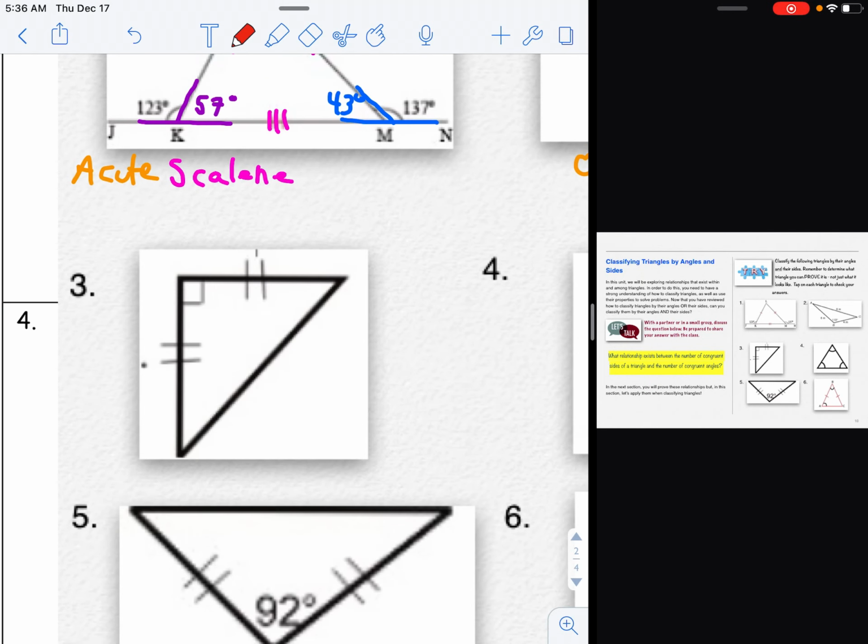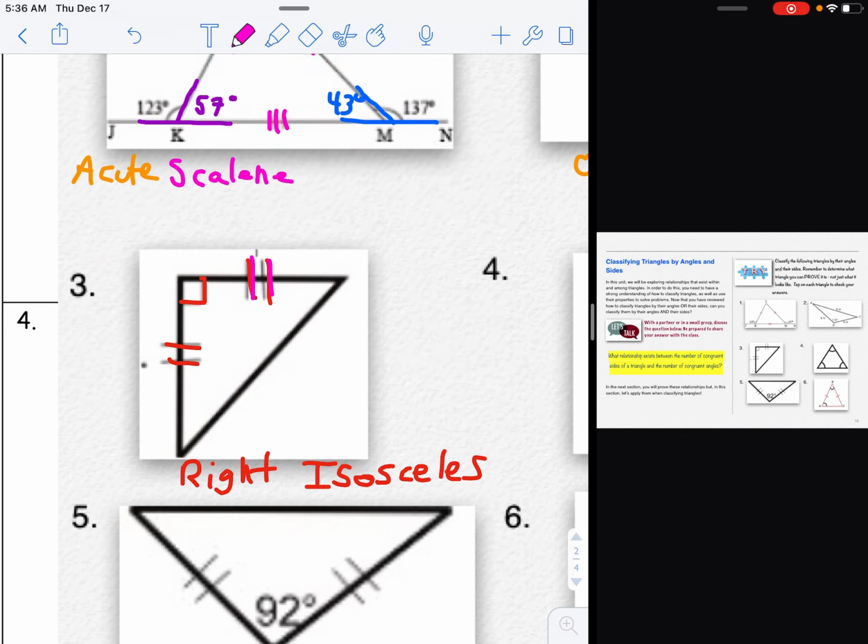All right, this right here is my favorite triangle out of all the triangles. It's just a good looking triangle. It's a right triangle. And next, we have 2 sides that are congruent. All right, right isosceles. When 2 sides are congruent, it's isosceles.